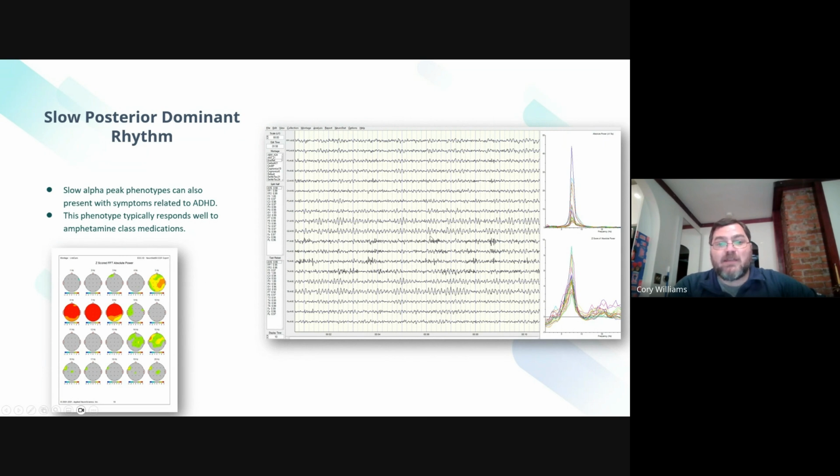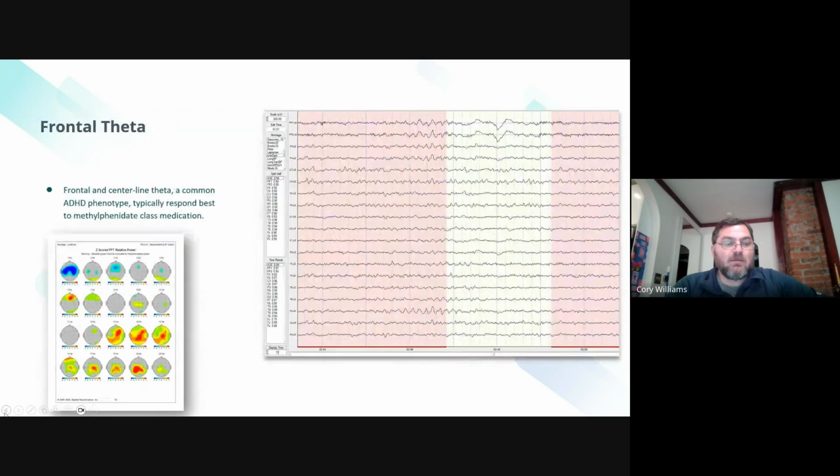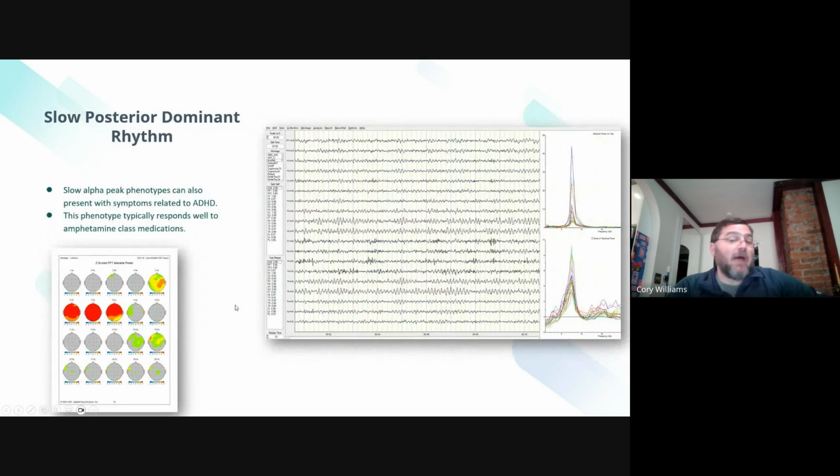And in your raw EEG here, what you'll see is that your alpha rhythm is a little bit slow, right? This alpha rhythm peaks at around 7.5 hertz. Well, for an adult, that alpha rhythm should peak around 10 hertz. Now, 7.5 hertz is going to show up in the theta range. That's why we have 6, 7, and 8 hertz all bright red here. But this is a very different type of brain to this one. This is frontal theta. This is slow alpha. And slow alpha is more likely to respond, again, according to the literature, to amphetamine class medication.